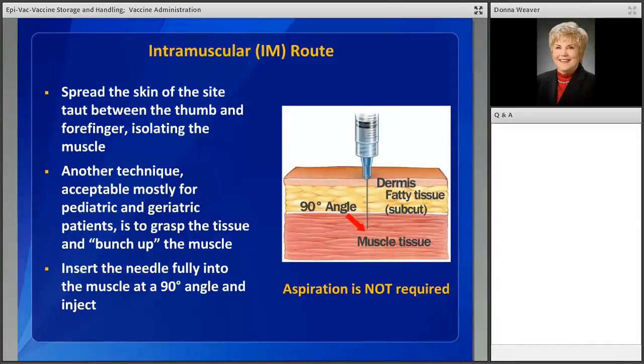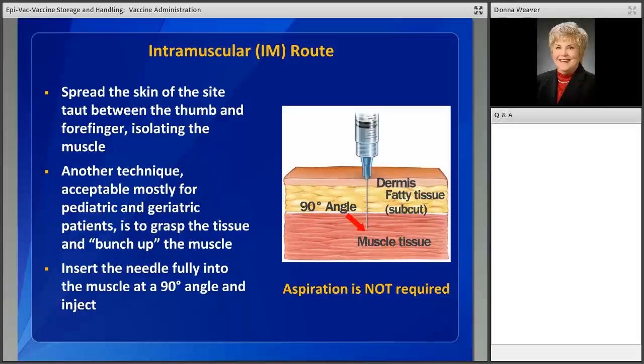Intramuscular injections are administered into muscle tissue below the dermis and subcutaneous tissue. To avoid injection into subcutaneous tissue, the skin is spread taut between the thumb and forefinger, which isolates the muscle. Now, another technique that's used mostly for pediatric and geriatric patients is to grasp the tissue and bunch up the muscle. Then the needle is inserted fully into the muscle at a 90-degree angle. And because there are no large blood vessels in the recommended sites, aspiration before injection of the vaccine is not necessary. Also, some safety engineered syringes don't allow for aspiration.